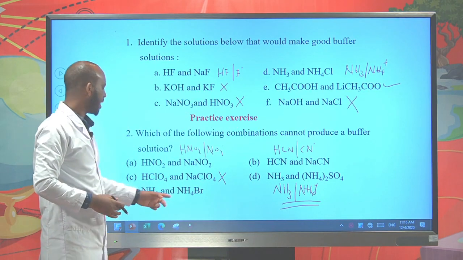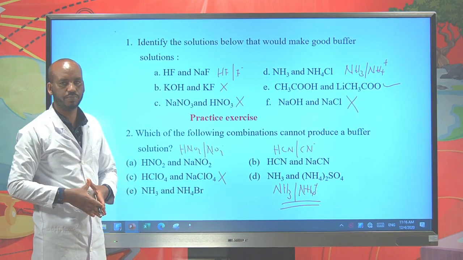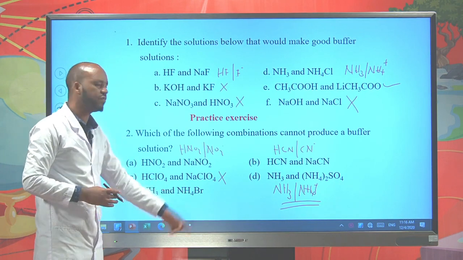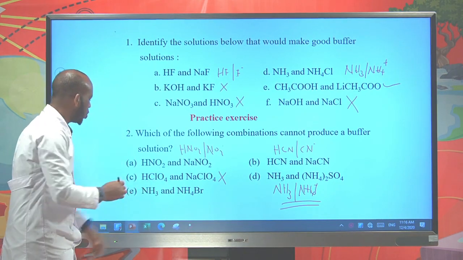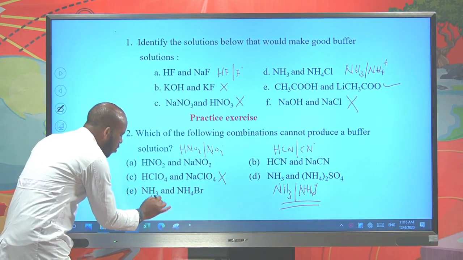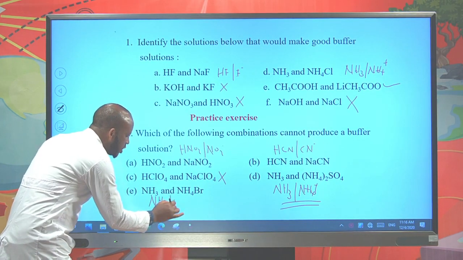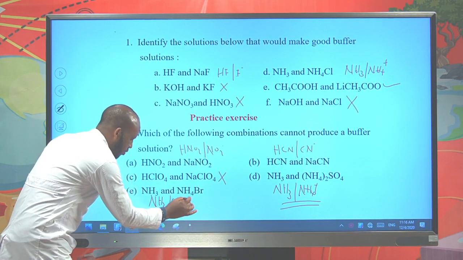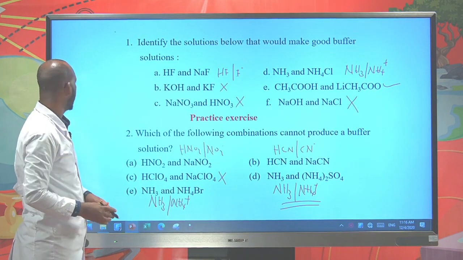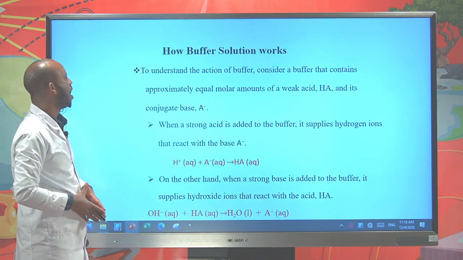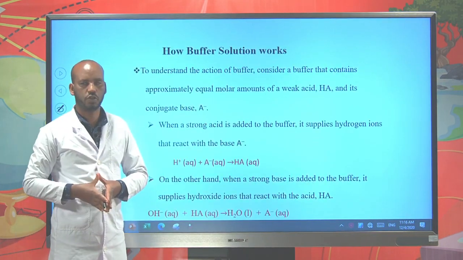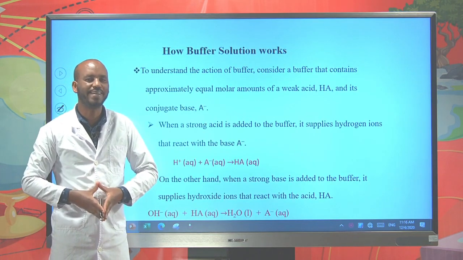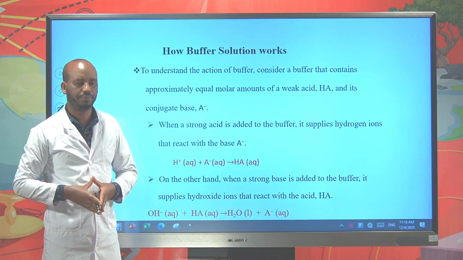E, ammonia and ammonium bromide. Again, this is a basic buffer solution because this solution contains a weak base, ammonia, and its conjugate acid, NH4 plus. Good. How does a buffer solution work? How does a buffer solution resist changing pH?